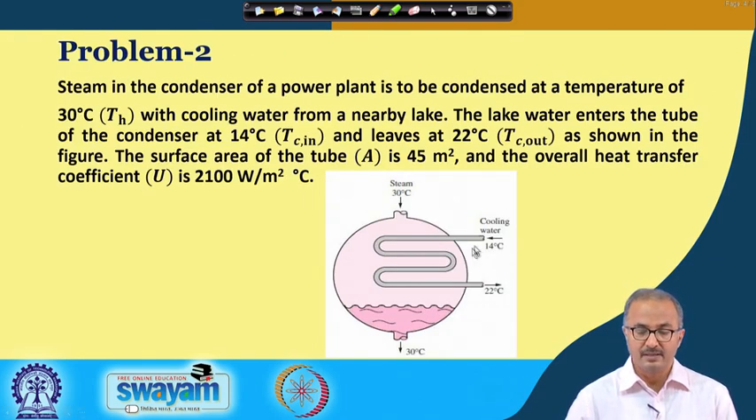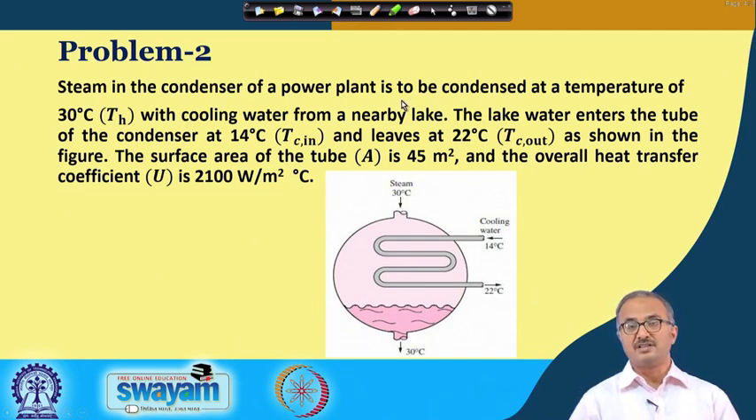The next problem concerns the cooling of steam. So here you can see this particular system: steam, the condenser of a power plant. A condenser is a device which is basically a heat exchanger in which we are condensing some vapor, and generally this vapor is water vapor. Many times we are using such condensers in power plants.